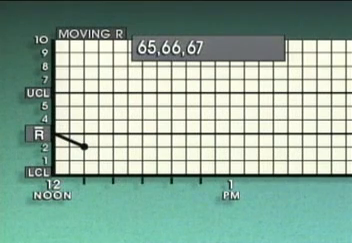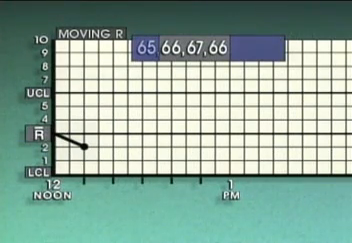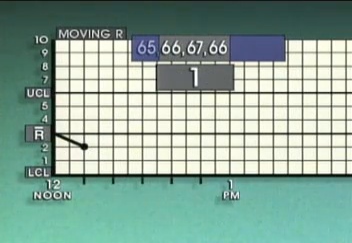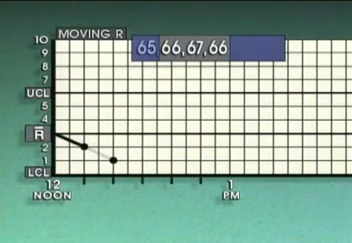10 minutes later, the next reading is taken. It's 66 degrees. The moving R chart uses the same sample group size to plot each value. So in this case, to determine the new range value, the 3 most recent readings are used: 66, 67, and 66 degrees. Subtracting the lowest value, 66, from the highest value, 67, yields a moving range value of 1. This value is then plotted on the chart. A line is drawn to connect this point to the previous point.